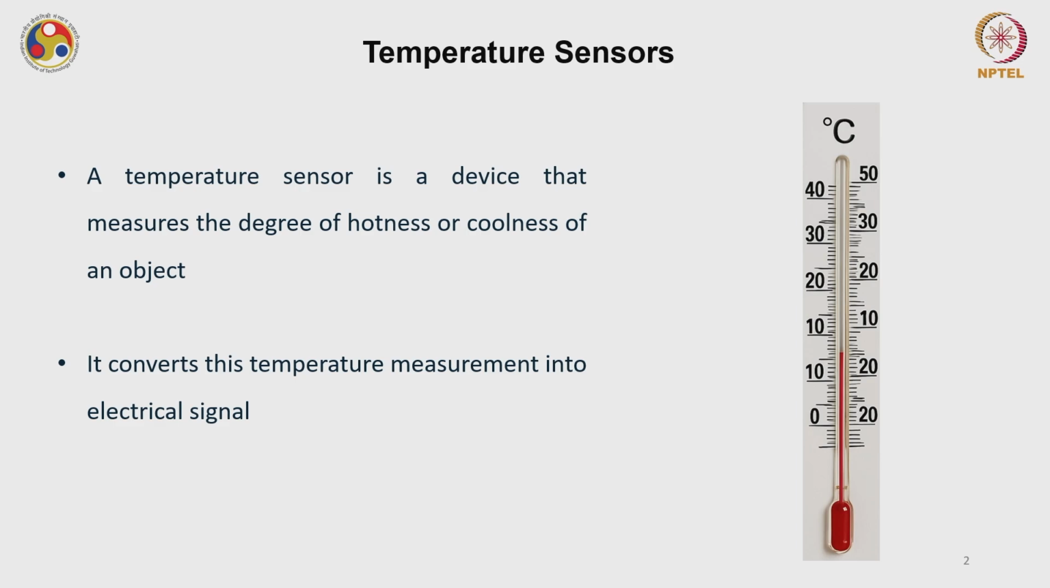So what is a temperature sensor? We all know that a temperature sensor is a device that measures the degree of coldness or hotness of an object or a surrounding. So if I have a device, it can also monitor temperature. When I say temperature, it means the degree of hotness and coolness of an object or the environment around us. It basically converts a temperature measurement to some electrical signal.